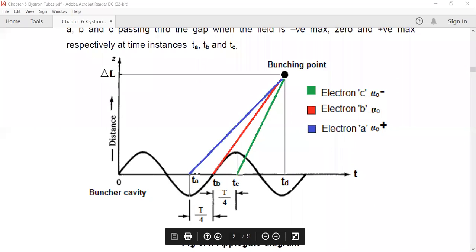Electron A travels with decreasing velocity, interacting with the negative voltage. This is also called the early electron. But B is the electron that travels with unchanged velocity, that means the previous velocity of the electron. This is electron C, considering the positive cycle of the RF input, so it will travel with increasing velocity. It's called the late electron also.